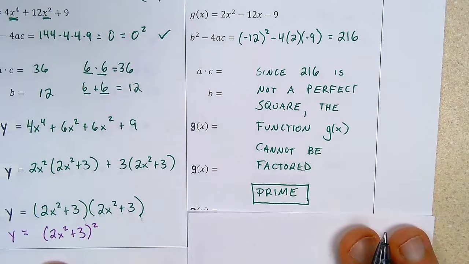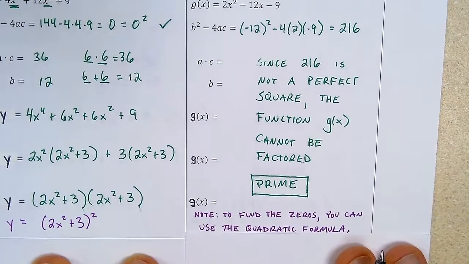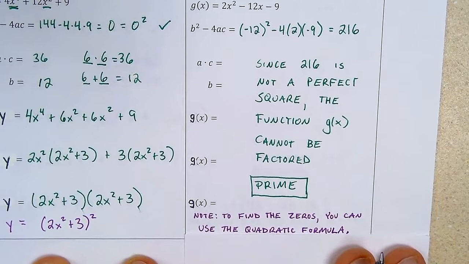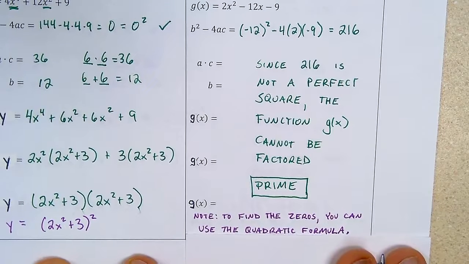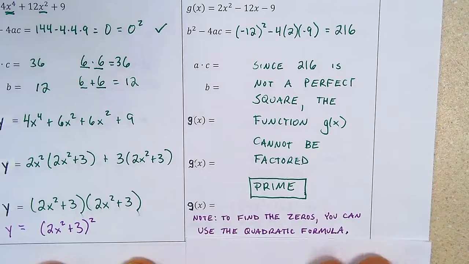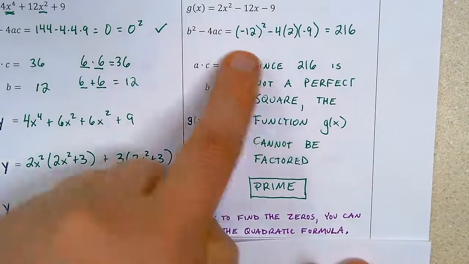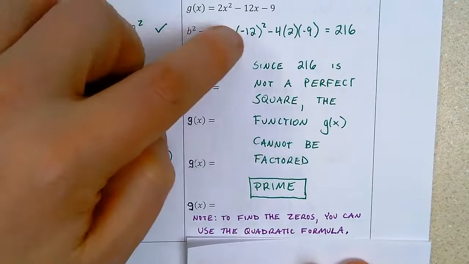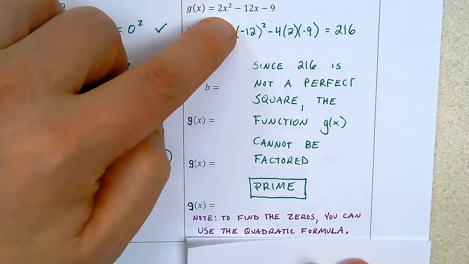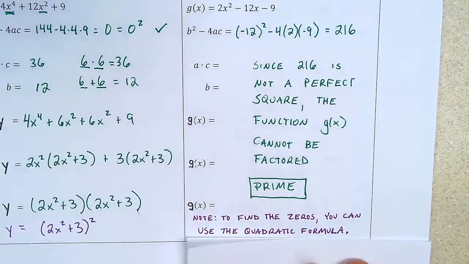With rational answers. So if we wanted to actually find the zeros of the function, we could rely on the quadratic formula for that purpose. So in my class, when you get to an expression that is not factorable, this is the approach that I want you to take. I want you to show me that you know it's not factorable before you write prime as an answer. Okay, let's move on to example 2.